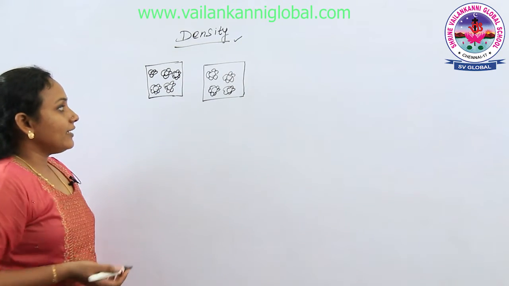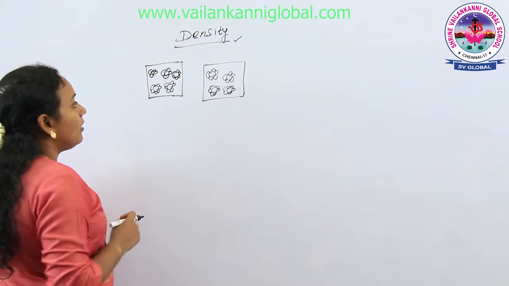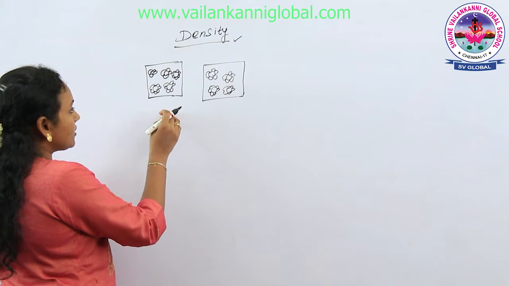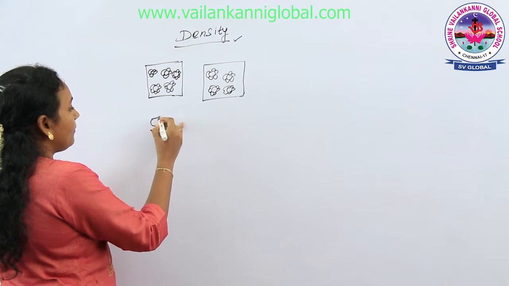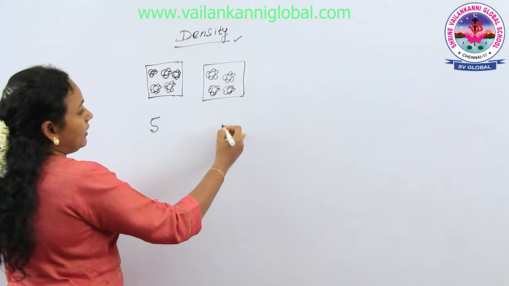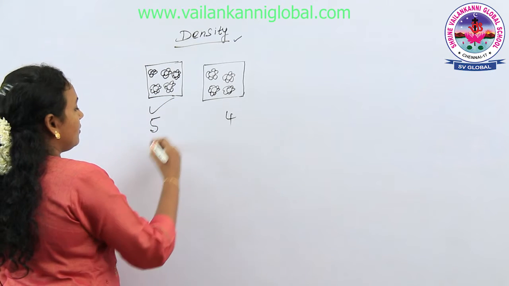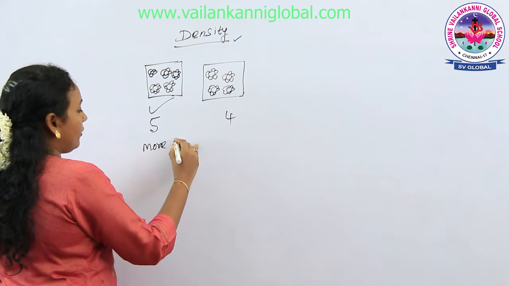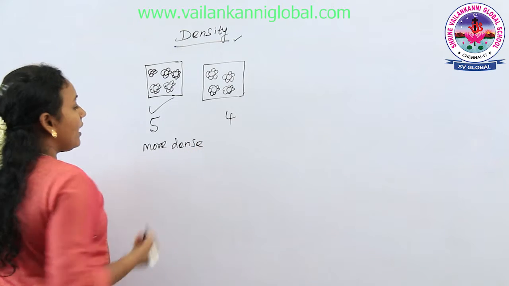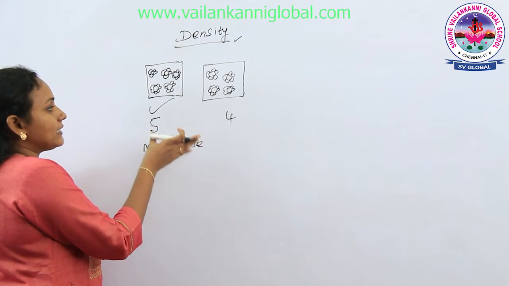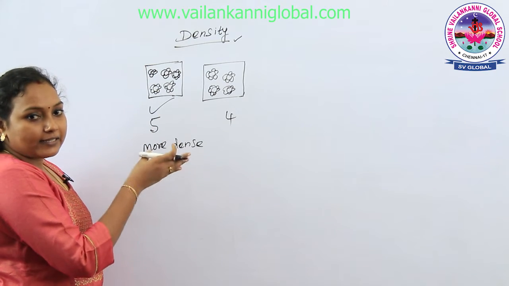Before that, let's consider one example. There are two squares with the same sides. The first square has 5 flowers, but the second square has 4 flowers. Which is more dense? Definitely the first will be the more dense, right? So density is nothing but how compact the mass in a substance or object is.